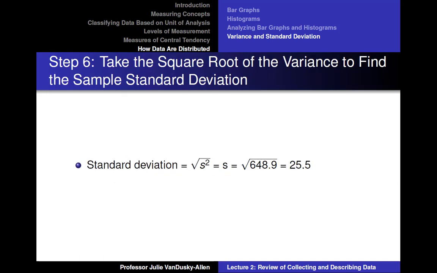Last, you take the square root of the variance to find the sample standard deviation. We take the square root because we squared the values in step 3. As a result, the values of the variable become much larger. So we take the square root to bring the number back to a more realistic level. In this case, the square root of 648.9 is 25.5. So our standard deviation for the percent living under $2 a day is 25.5.